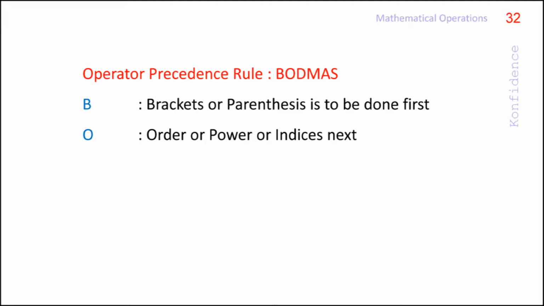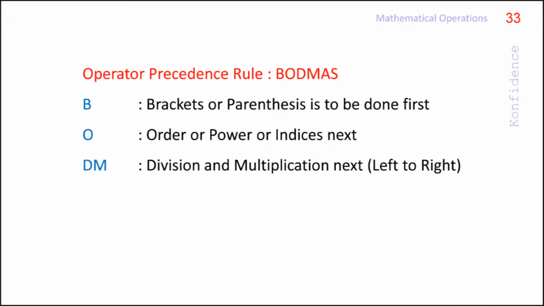Step 2. The next thing that takes precedence is the order or the power. It can be squaring, cubing, finding the square root, etc. These are indices-based operations. These have to be done before doing operations like division, multiplication, addition, or subtraction.